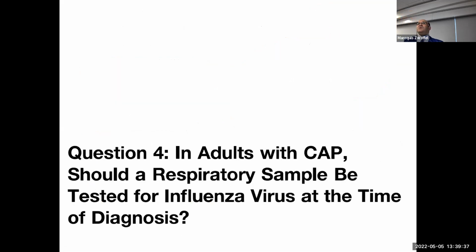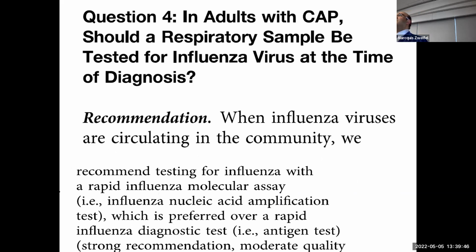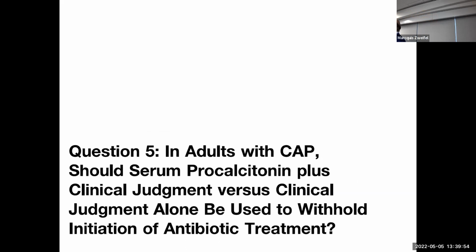Question 4, in adults with community acquired pneumonia, should respiratory samples be tested for influenza virus at the time of diagnosis? So should everybody get influenza antigen? Again, if you are in the season of influenza or if you clinically suspect influenza, send it. Same thing for COVID. So now we screen everybody for COVID, but this may go down later on, I hope, if we don't have any surges again.